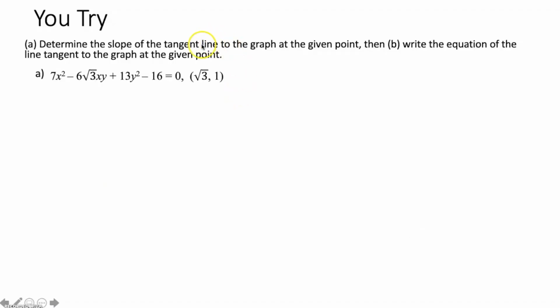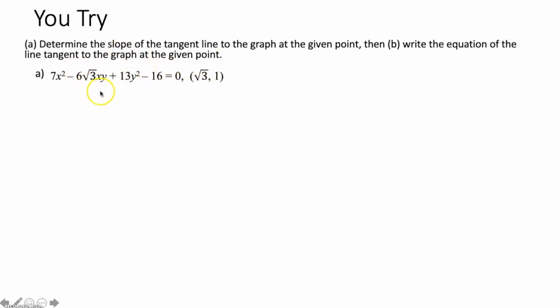So we're doing the same thing. We want to first find the slope of the tangent line to this graph at this given point. And again, the slope of the tangent line is the same as the slope of the function. It's the same as the instantaneous rate of change. It's the same as the derivative of this function at this given point. So we want to find the derivative here.